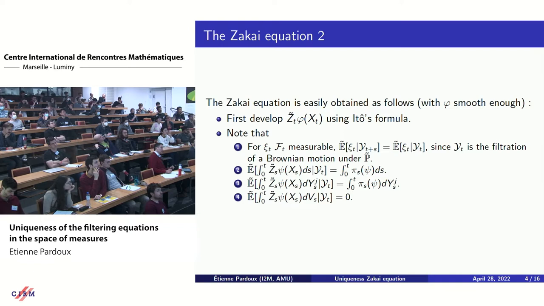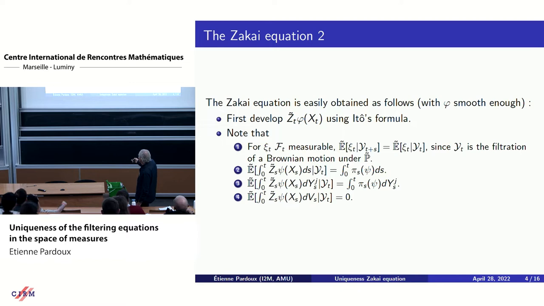And then once you have this, you see that, of course, the conditional expectation commutes with a ds integral. And because of this property, then at each time s, you just have pi s of psi, ds. Then this conditional expectation also commutes with the dy_j integral. I mean, this is rather sort of obvious.